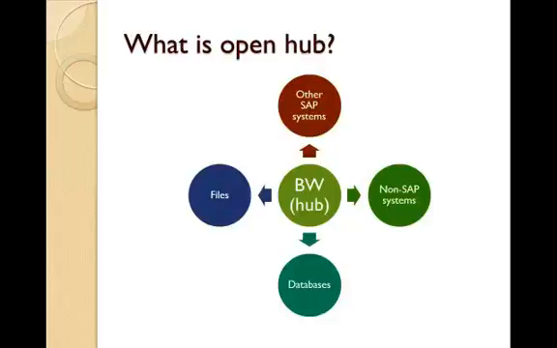So the first advanced feature is OpenHub. So what is OpenHub? As you can see on the slide, basically, in most cases, when we think about a data warehouse, we think about it as a data repository, right? We get data from all kinds of sources into the data warehouse so that it can be used to provide analysis and reporting to our business users. But sometimes we may want to get data out of a data warehouse or BW.